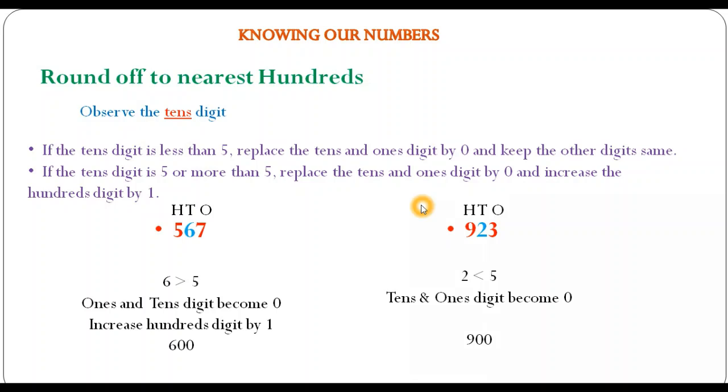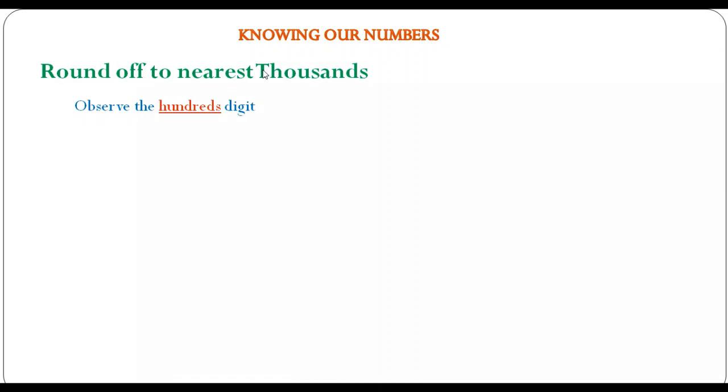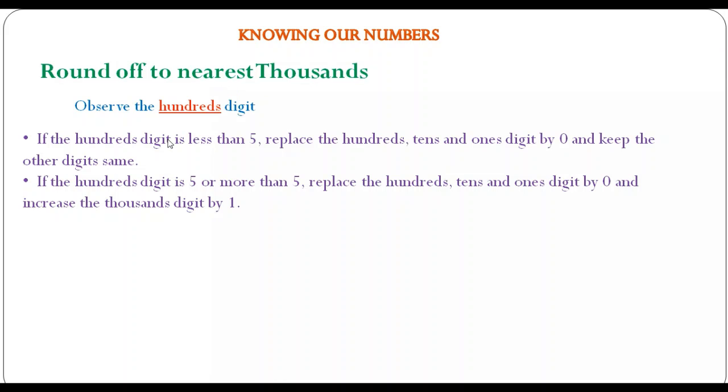The same rule goes for rounding off to the nearest 1000. When rounding off to the nearest 1000, we have to observe the hundreds digit. If the hundreds digit is less than 5, replace the hundreds, tens, and ones digits, all by 0, and keep the other digits the same. That means the digits higher than hundreds, thousands, 10,000s, keep the same, but replace the lower place values, hundreds, tens, and ones, by 0. But if the hundreds digit is 5 or more than 5, then you replace the hundreds, tens, and ones digits by 0, but you also have to increase the thousands digit by 1.